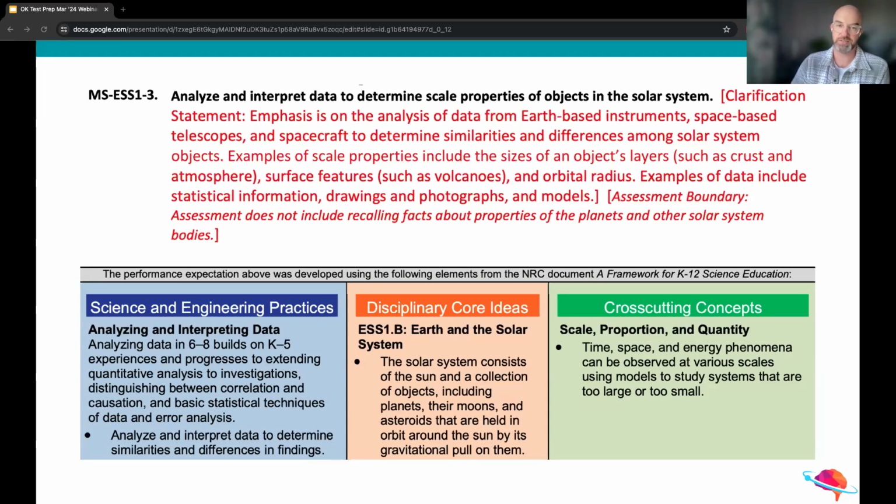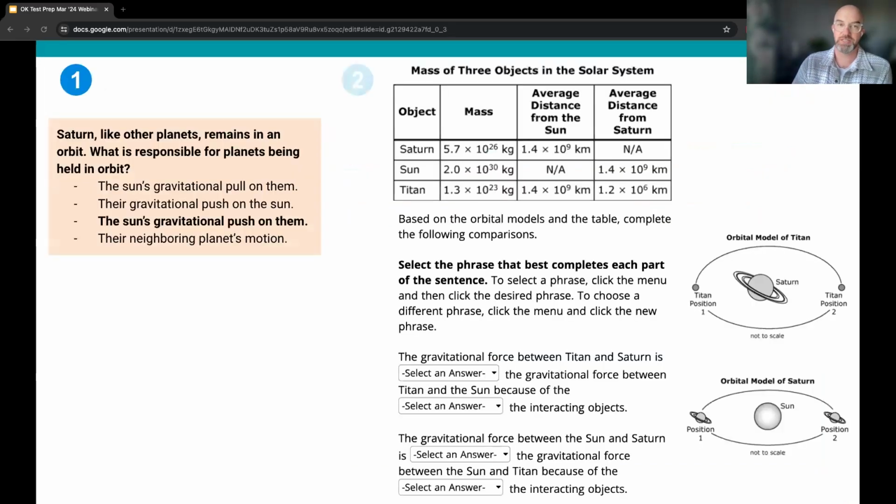Okay, so we're going to dive into 2 different questions right now, and I want you to consider each of these questions. The first question is, Saturn, like other planets, remains in an orbit. What is responsible for planets being held in orbit? And the answer is the sun's gravitational pull on them. I bolded the wrong element here, the wrong answer here. But the answer is the sun's gravitational pull. And it's a simple multiple choice question.